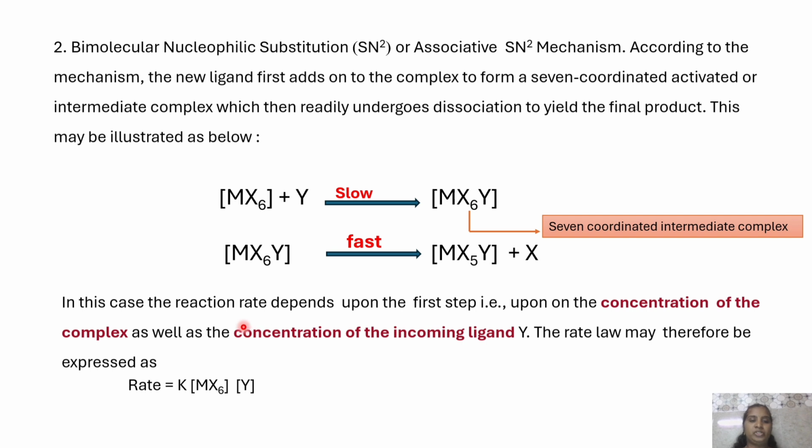Since in this reaction the rate depends on the first step, which is the slow step, the rate of the reaction depends upon the concentration of the complex as well as the concentration of the incoming ligand. Hence, the rate law can be expressed as rate equal to K, the rate constant, times the concentration of the reacting complex along with the attacking ligand. So, it follows second order kinetics.